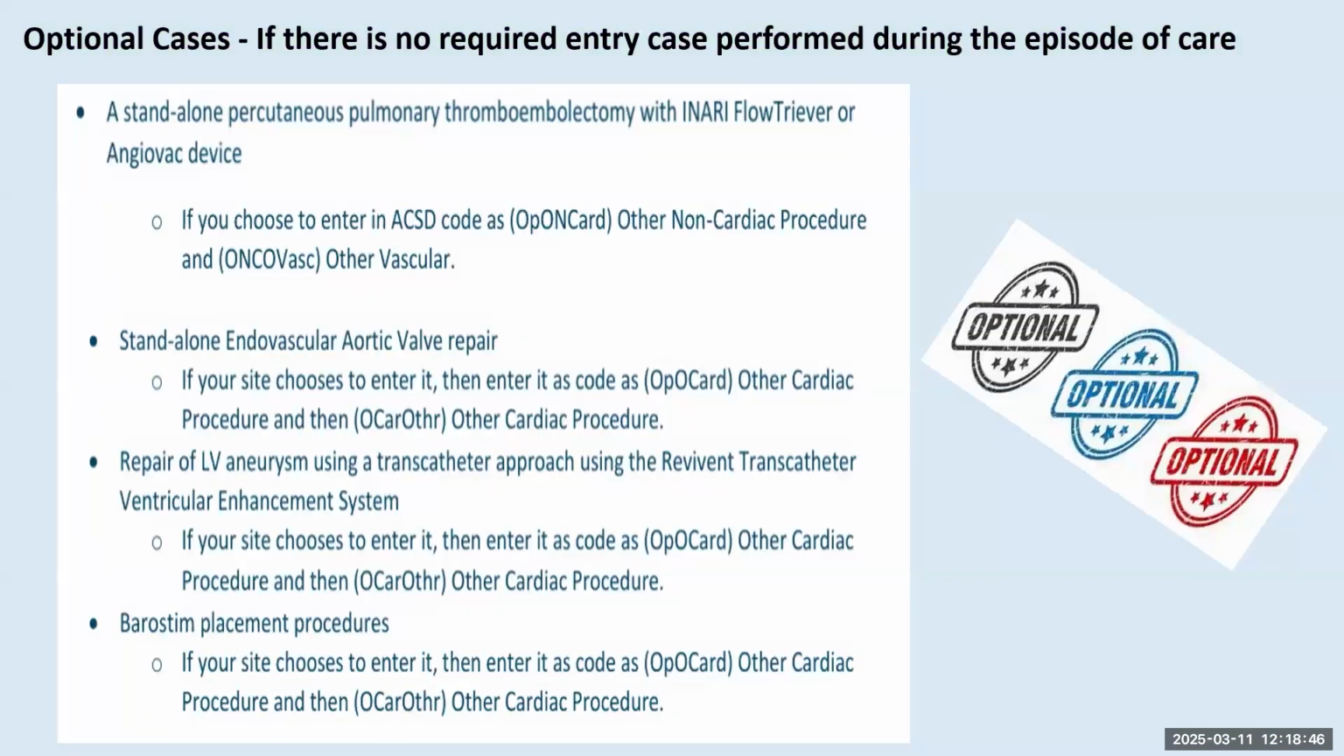The same thing for a standalone percutaneous pulmonary thrombolectomy with a flow retriever or AngioVac device. Those are optional to go in. If you decide to put them in, enter them as another non-cardiac vascular procedure. We don't want them entered as a surgical pulmonary thrombolectomy.